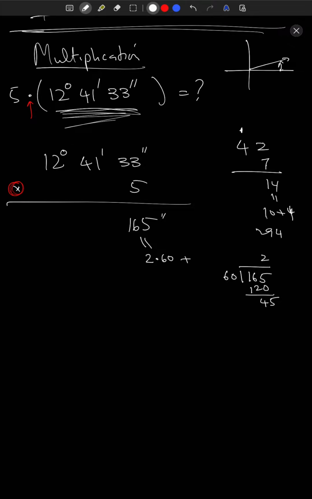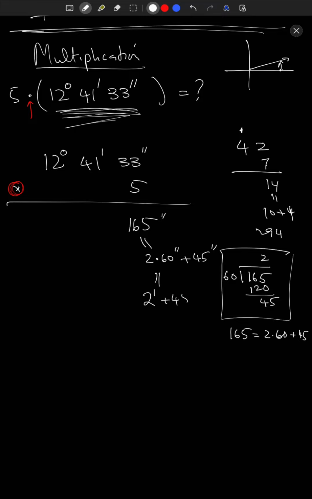What this division tells me is that 165 is equal to 2 times 60 plus 45. So these are still all expressed in seconds. But if I want to convert it to minutes, this is 2 minutes plus 45 seconds. So we can give this 2 minutes to the other column. So 2 minutes right there.